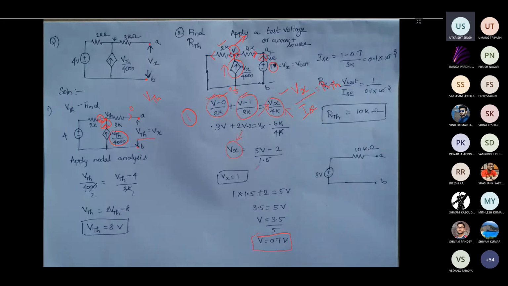Okay, so here what I have done: for this node I know the voltage is V volt, and the current flowing through this 3 kilo ohm resistor is what we need to find. I is equal to V minus the other voltage, that is Vx here, divided by 3K. That is the current flowing through this path, right? So based on this, just a minute.